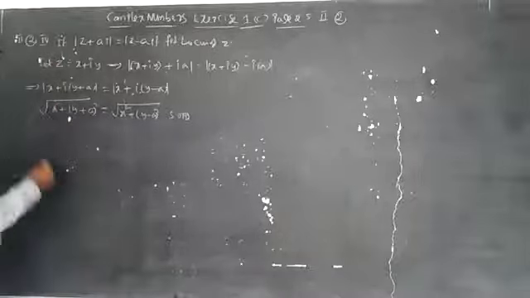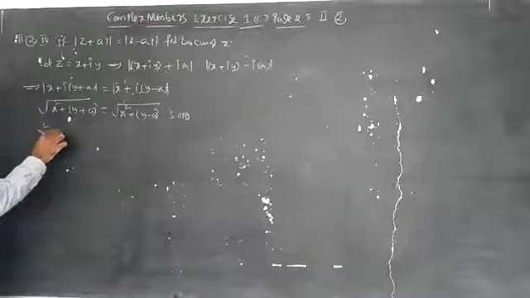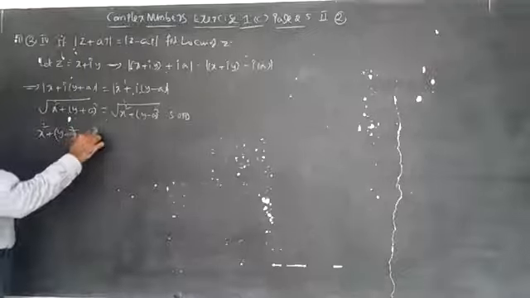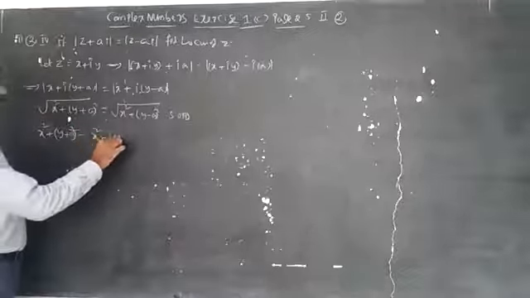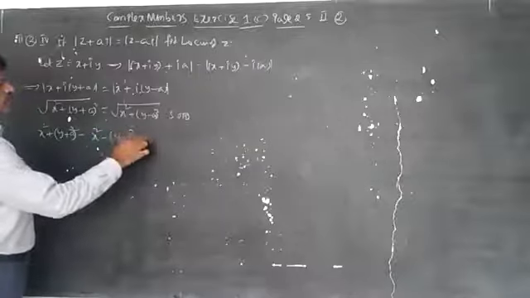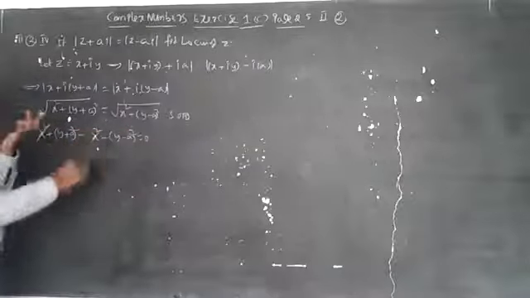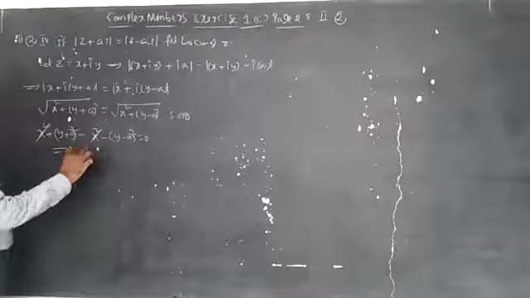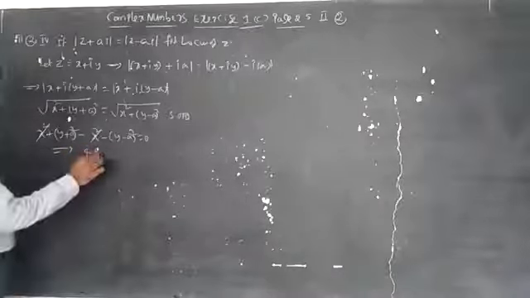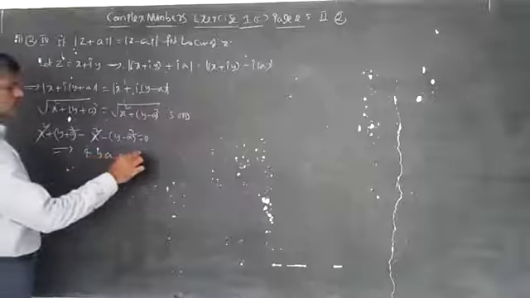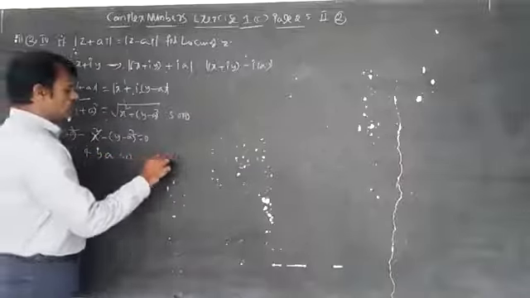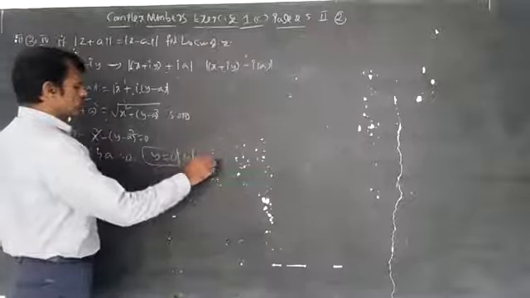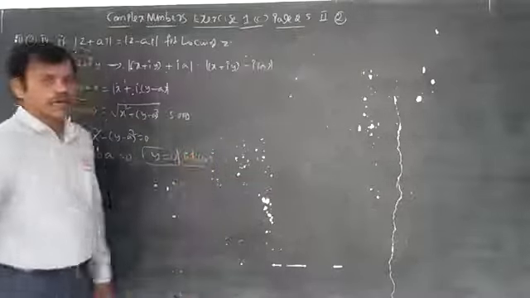Taking squaring on both sides, x square plus (y plus a) whole square minus x square minus (y minus a) whole square equal to 0. X square gets cancelled. The formula (a plus b) whole square minus (a minus b) whole square is 4ab. So 4 into y into a is equal to 0. Therefore y is equal to 0 is the locus. Y equal to 0 means only the x axis.